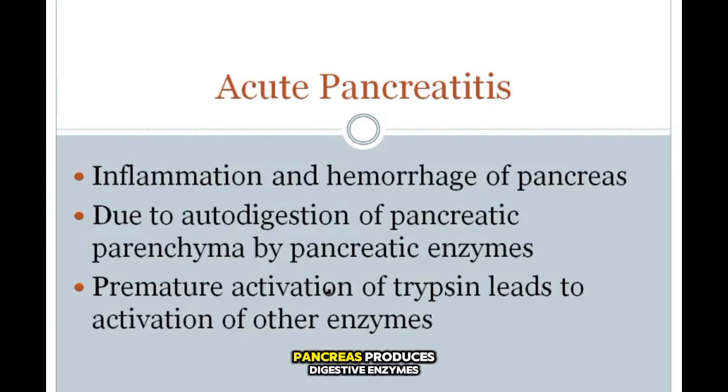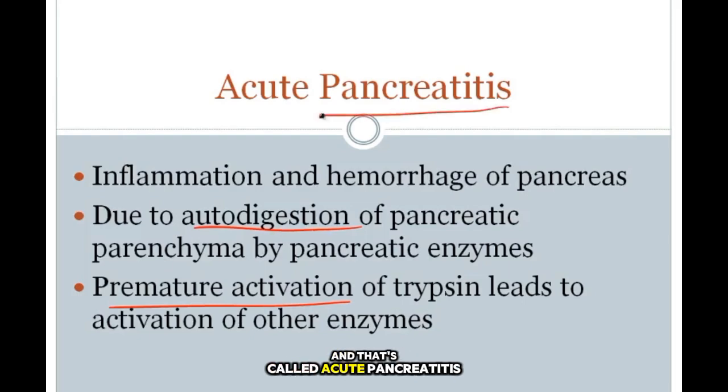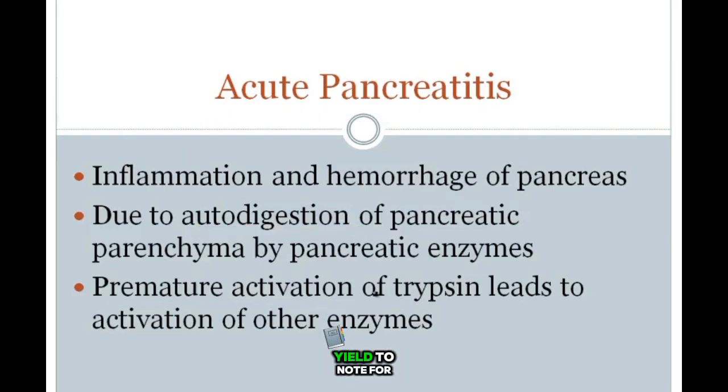Now recall that the pancreas produces digestive enzymes, and those enzymes are produced in an inactive form. It's not until they get into the duodenum that the activation actually occurs. However, if there was a premature activation within the pancreas, then we would have autodigestion of the pancreas, and that's called acute pancreatitis. Now, it's very high yield to note for the purposes of examinations that the first enzyme that classically would get activated would be trypsin, and then trypsin would subsequently activate all the other enzymes.